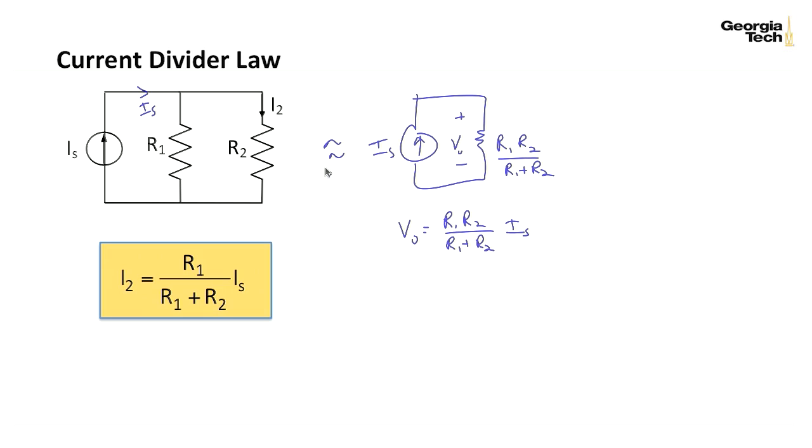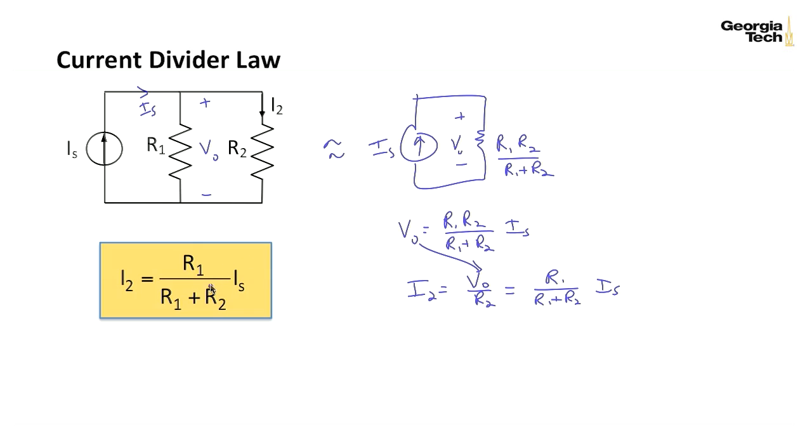And that voltage drop is the same across both resistors since they are in parallel with one another. So that is this voltage drop across this resistor. So from here I have that I sub 2 is equal to V out over R2. So if I just take V out and plug it in there, what I will get is this formula, R1 over R1 plus R2 times I sub s.